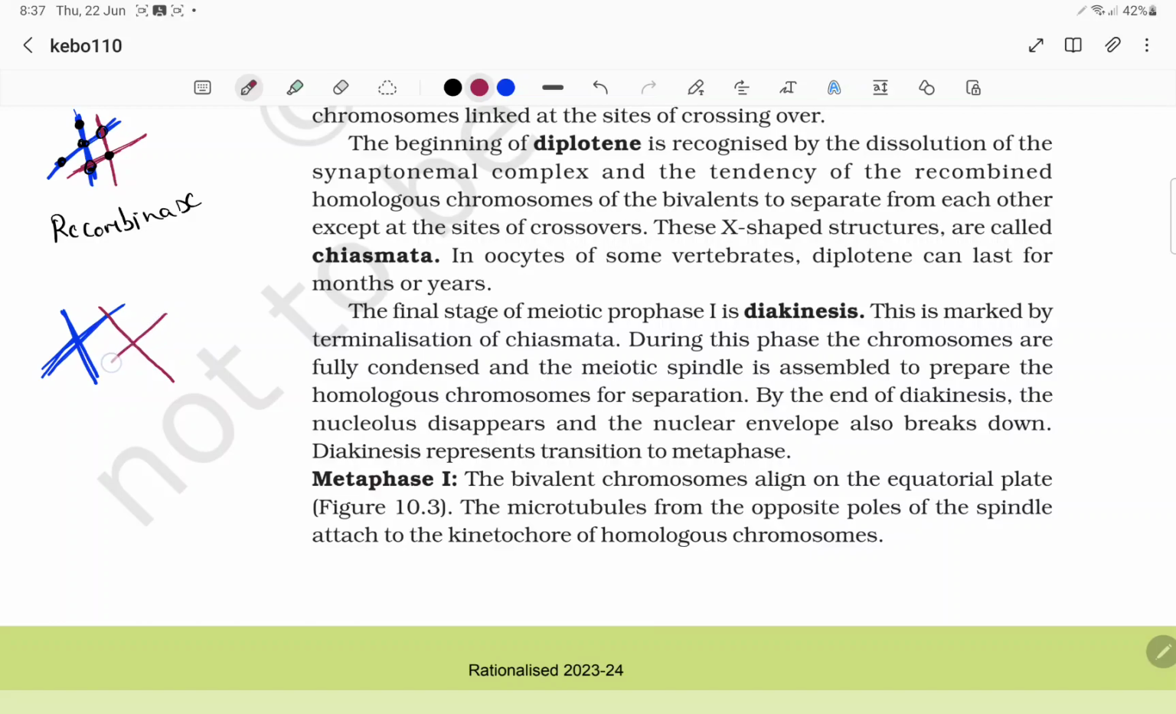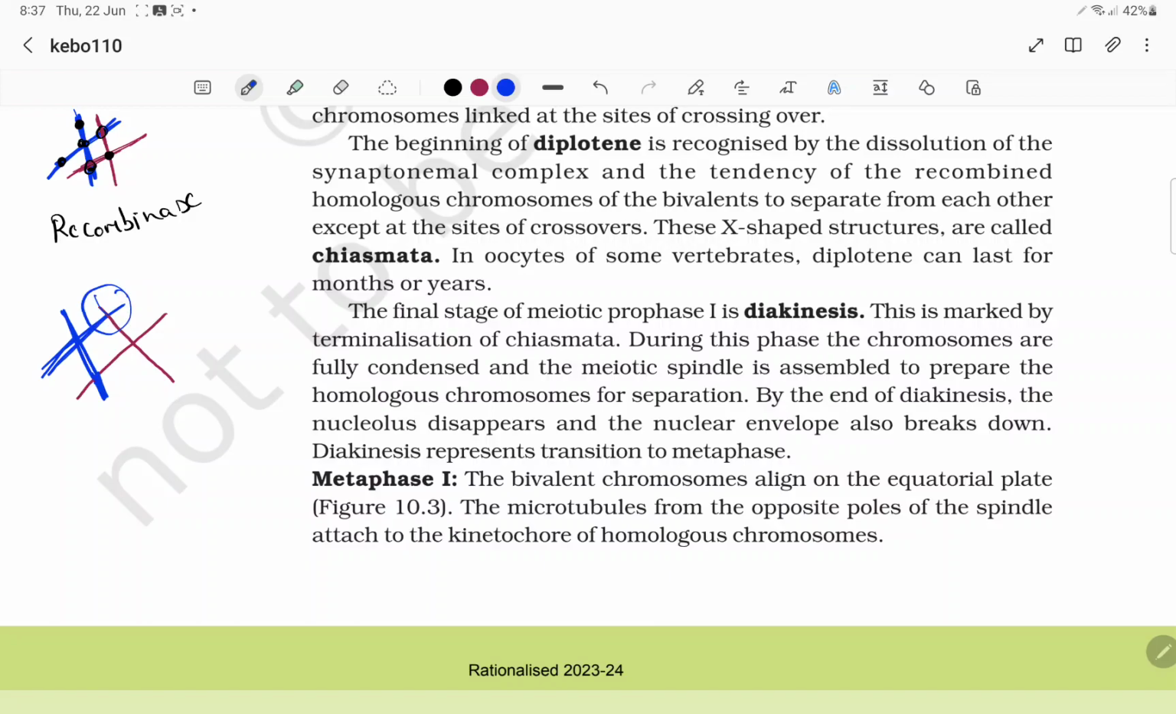So you can see here, except at these sites, it moved. These X-shaped chromosomes are called chiasmata because in Greek, X means chi.